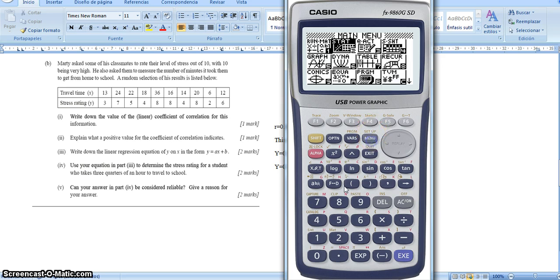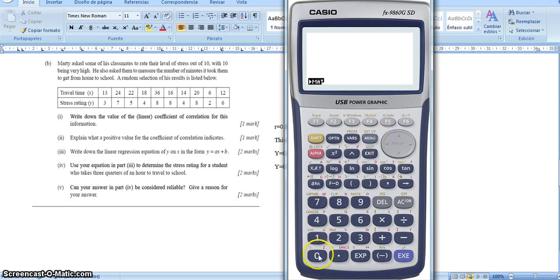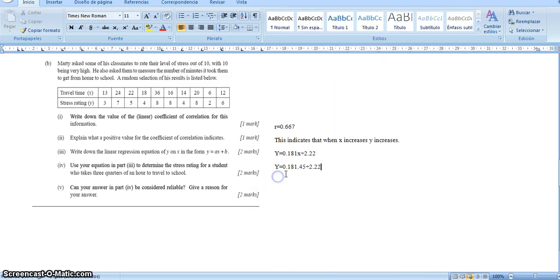We go to the menu for calculation, that's menu number 1, and we do 0.181 times x, and in this case x is 45, plus 2.22. That would be 10.4. This is our result, 10.4. Remember to round to three significant figures, 10.4.